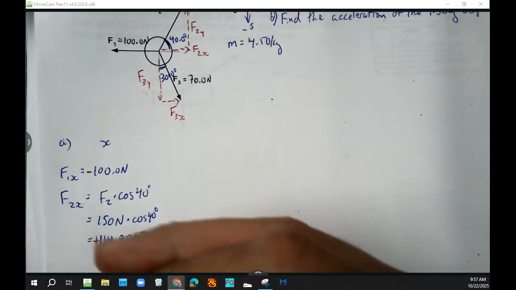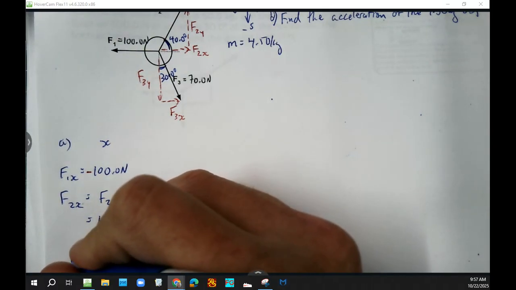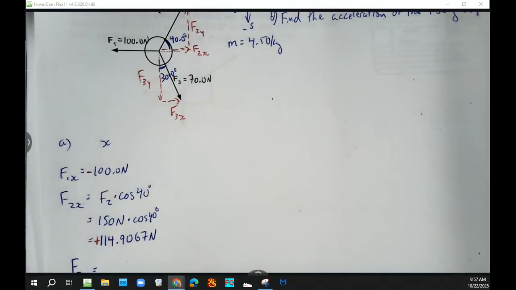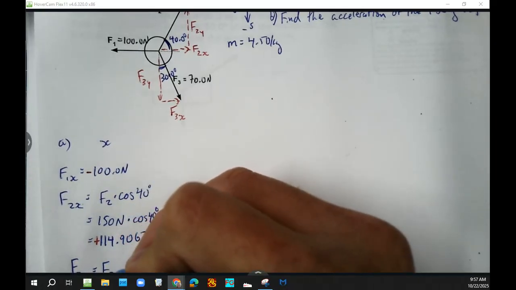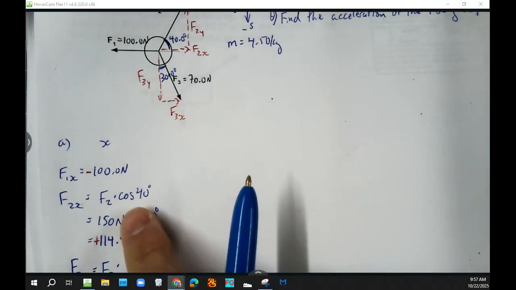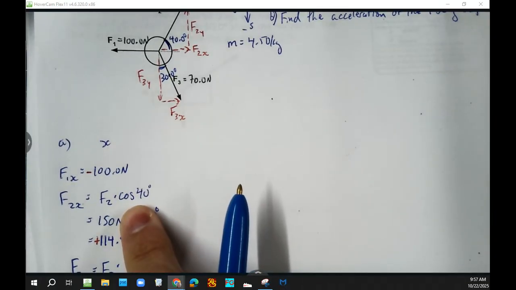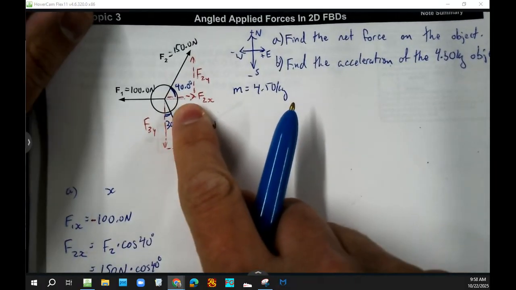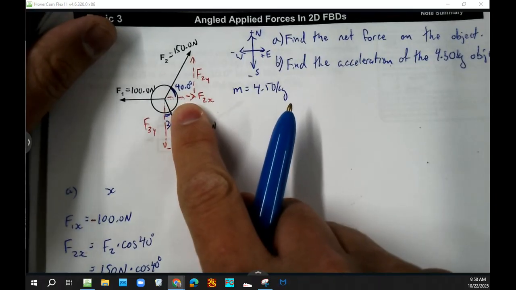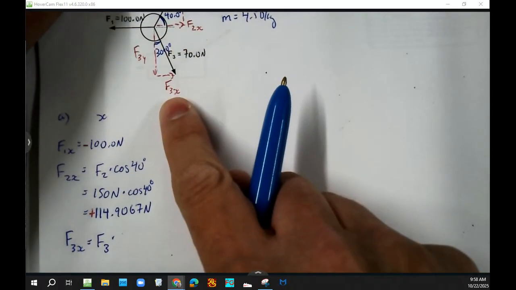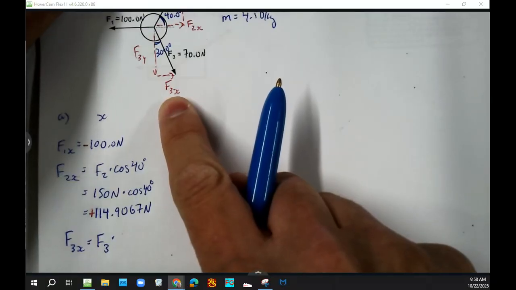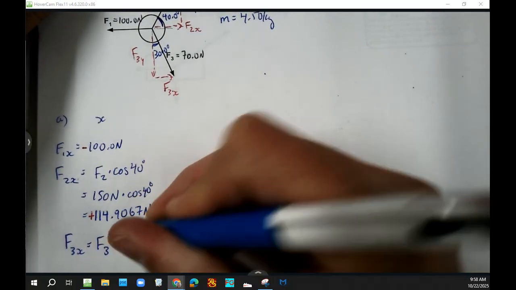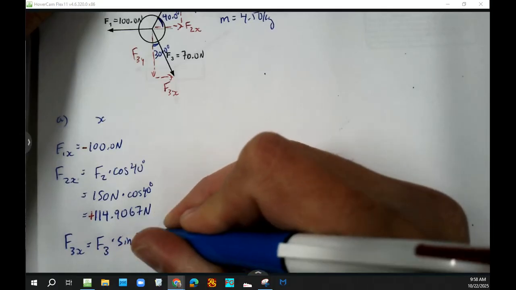When I go to do my f3x, it is going to be f3. Now I got to be a thinker. X isn't always just by default cos, right? Notice that I used cos for a logical reason to get the x component this time, because it was the adjacent. Notice that this time the x is the opposite. So I'm going to use sine. Okay, so I'm going to say f3 sine of 30 degrees.